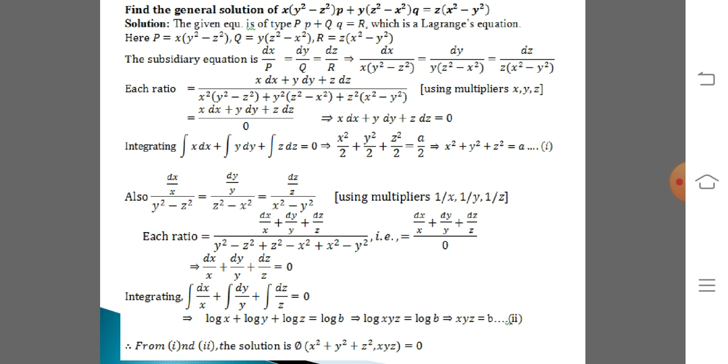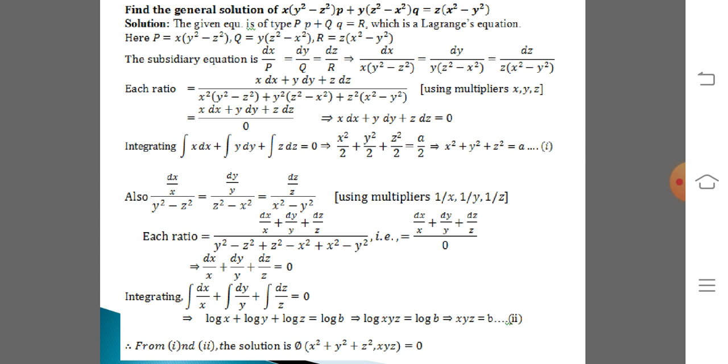What about the auxiliary equation? It is dx/P = dy/Q = dz/R. You just substitute the values of P, Q, R. You get dx/(x(y² − z²)) = dy/(y(z² − x²)) = dz/(z(x² − y²)).